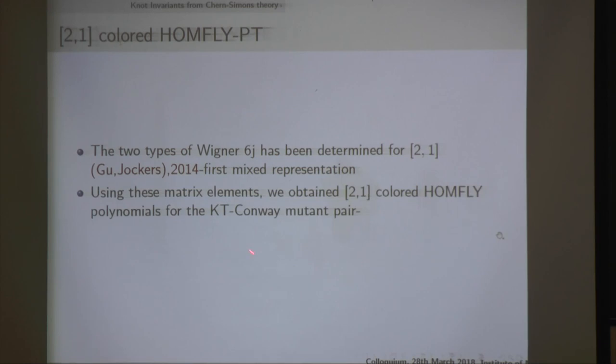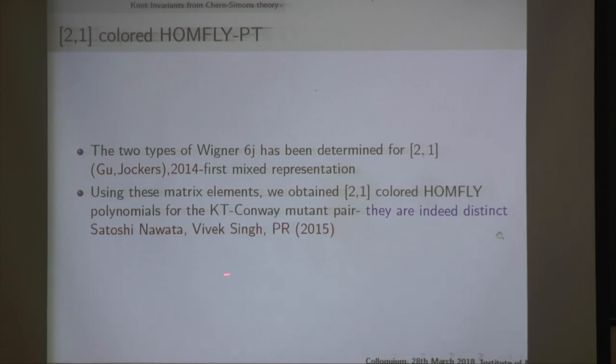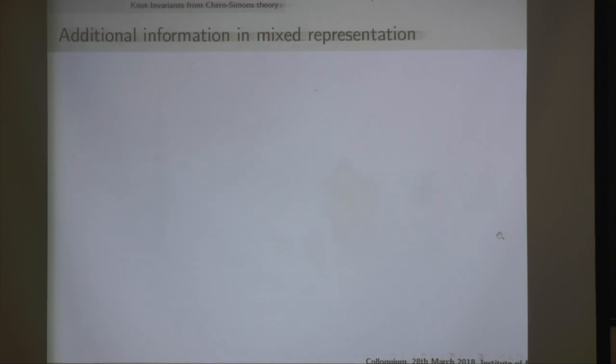Once they wrote this down, we tried to re-look at the mutant pair, whether it is an identity operation or not an identity operation. So this is what we did, and we showed that they are indeed distinct. So this is the work with Vivek and Satoshi. This recently got published in the Journal of Knot Theory.